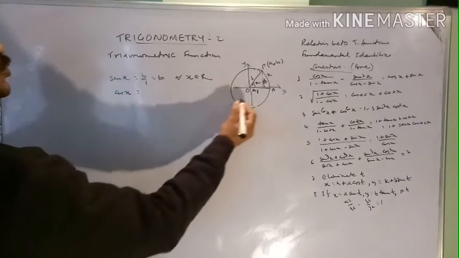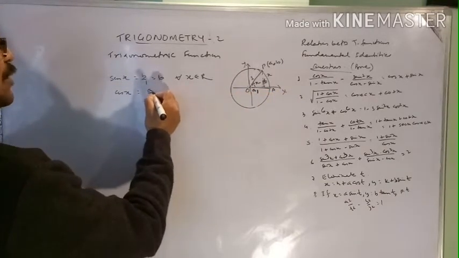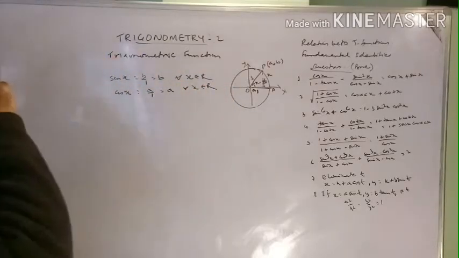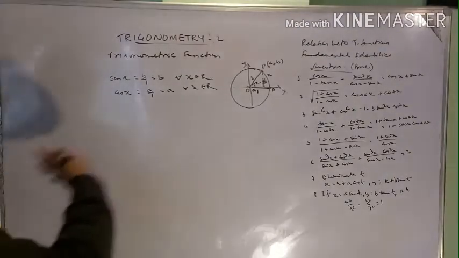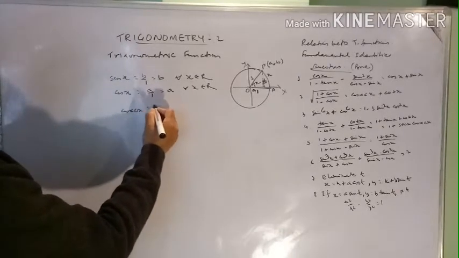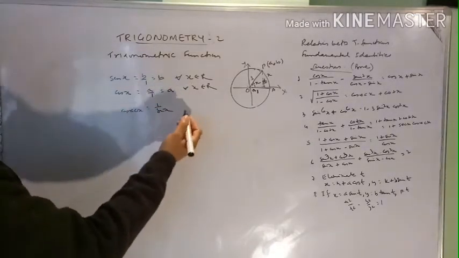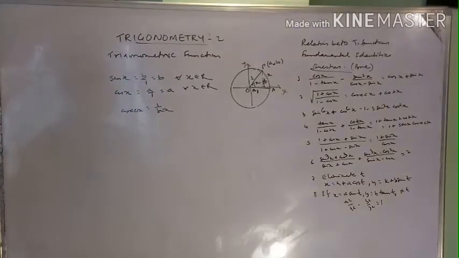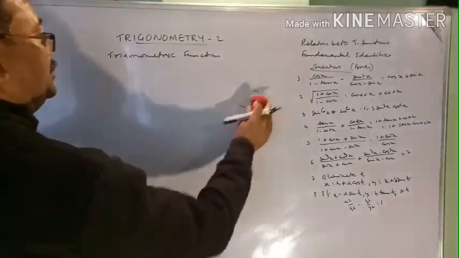Similarly, cos x is base by hypotenuse. So the base here is a, so a by 1, that is equal to a, for all x belongs to R. These are the fundamental or basic trigonometric functions. Other ratios can be obtained using these two, like cosec x is equal to 1 by sin x. Similarly sec x is 1 by cos x. Tan x is sin x by cos x, and cot x is cos x by sin x. So we can get all the 6 trigonometrical functions.